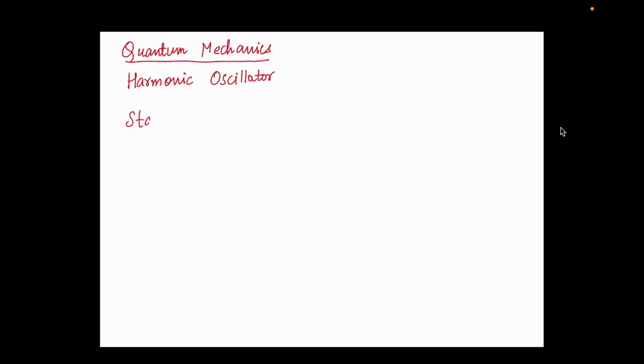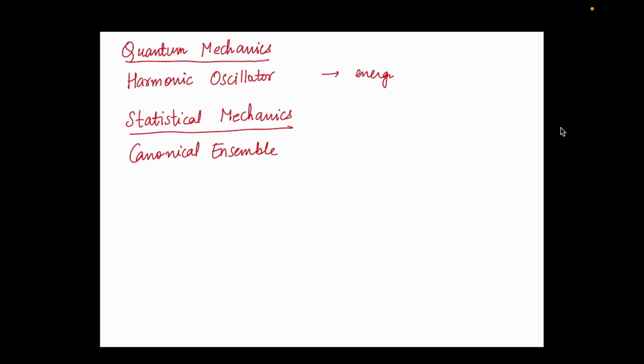And next, it is statistical mechanics, the canonical ensemble. In that you should have the idea about the probability that the system is found in an energy eigenstate, how you calculate that statistically, and the idea about the partition function. So energy eigenvalues and the partition function.